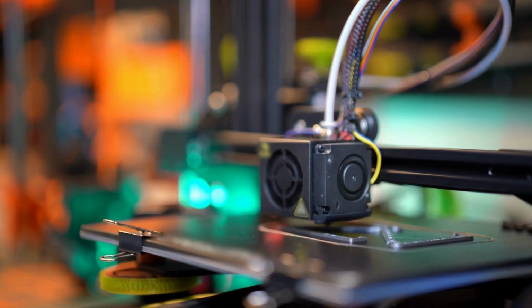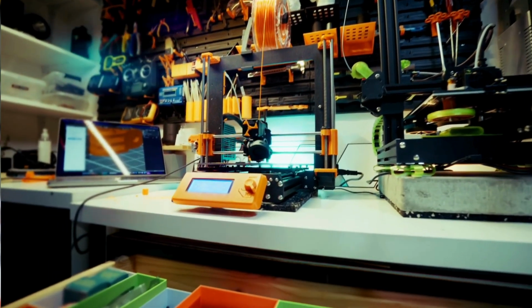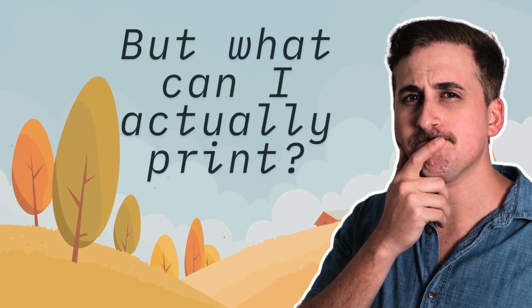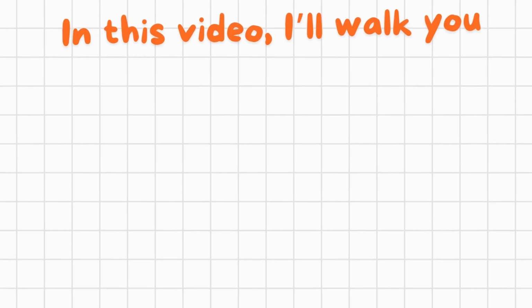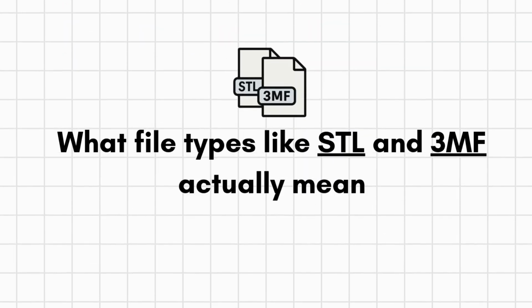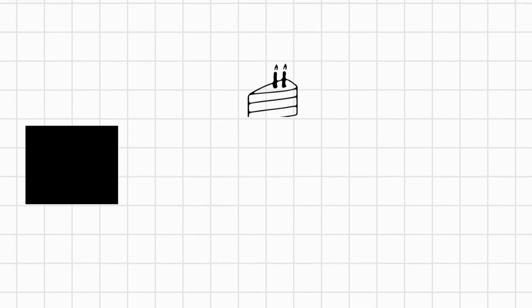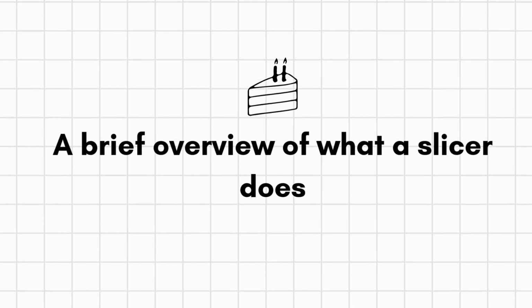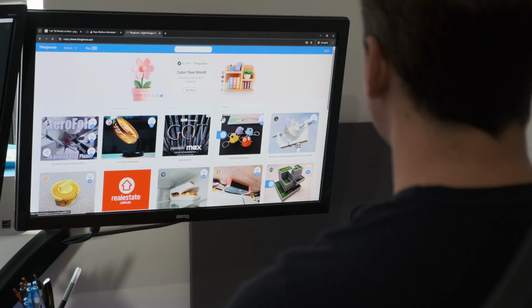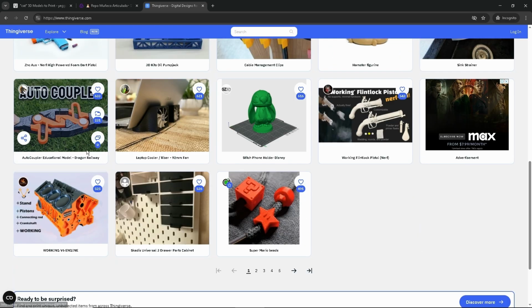So, you've just picked up your very first 3D printer, or maybe you're thinking about getting into the hobby. But now you're wondering, what can I actually print? In this video, I'll walk you through where to find endless free 3D models, what file types like STL and 3MF actually mean, a brief overview of what a slicer does, and if you're curious about it down the line, I'll also cover the things you need to know if you ever want to start selling the things you find. So let's get into it.